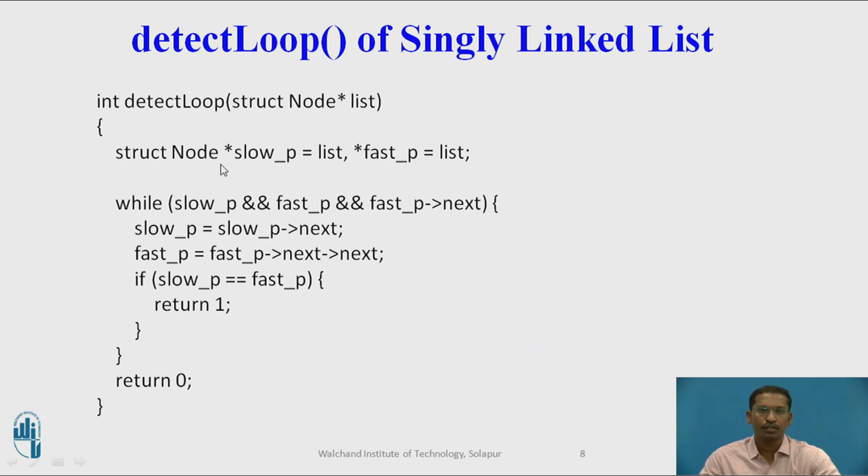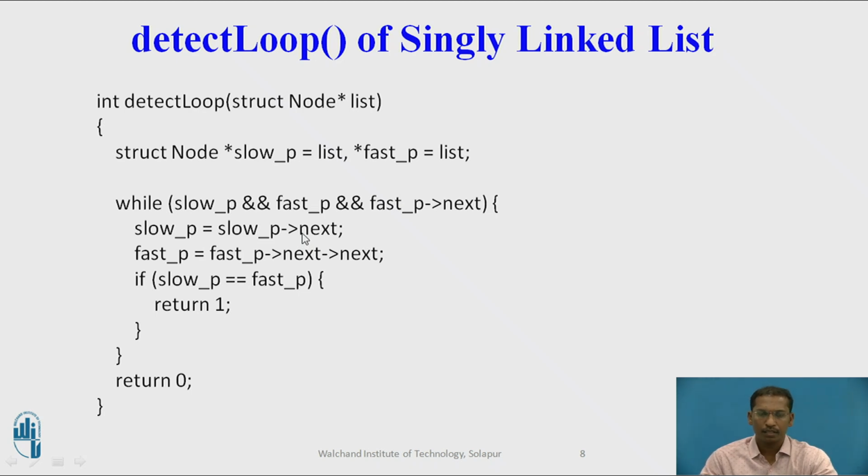to the function. Struct node star slow pointer is equal to first node and fast pointer is equal to first node, address of first node. Both are starting from the first node. So we'll continue this loop while slow pointer is not equal to null, fast pointer is not equal to null, and fast pointer arrow next is not equal to null. So both slow pointer and fast pointer should not reach the end of the linked list. If either of slow pointer or fast pointer has reached null, it means that the singly linked list doesn't have a loop. Now slow pointer is equal to slow pointer arrow next.